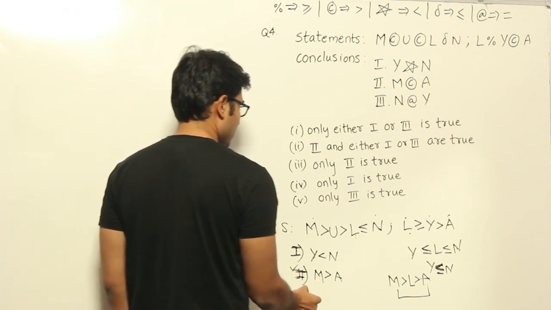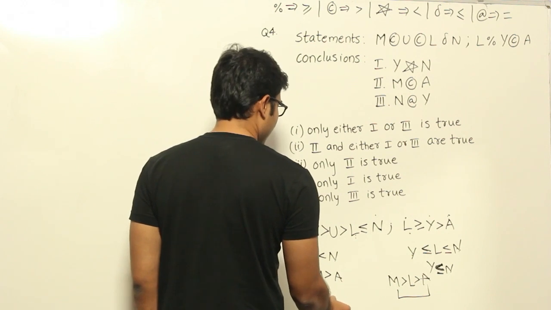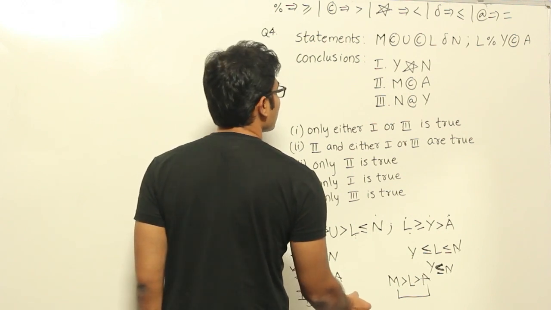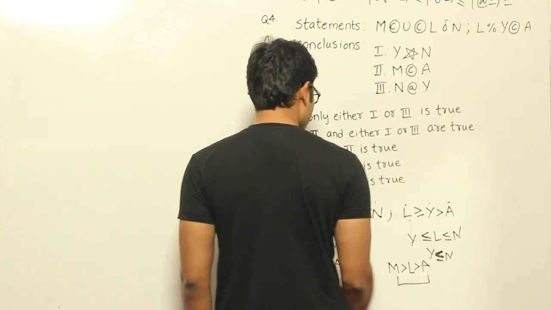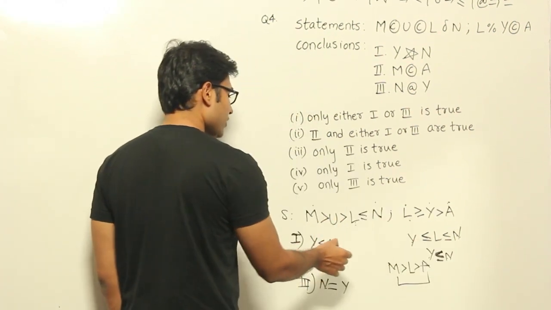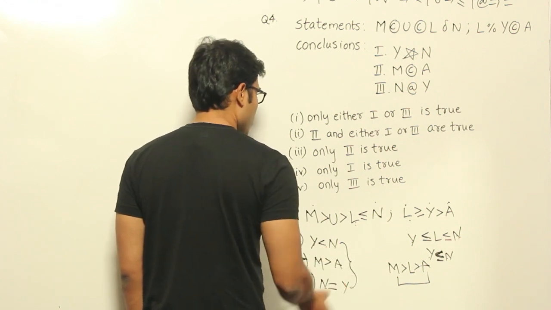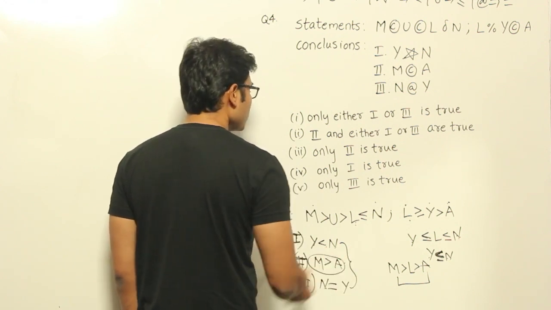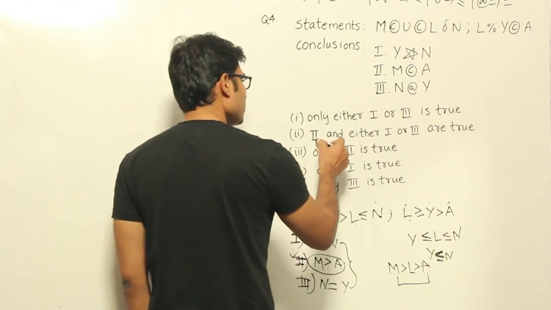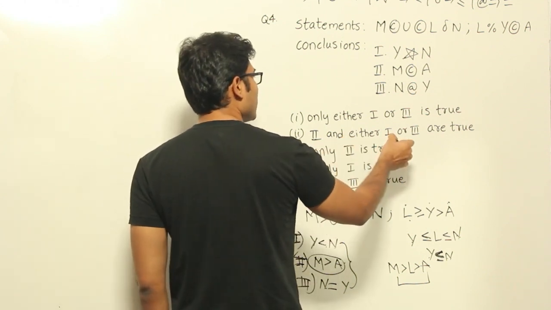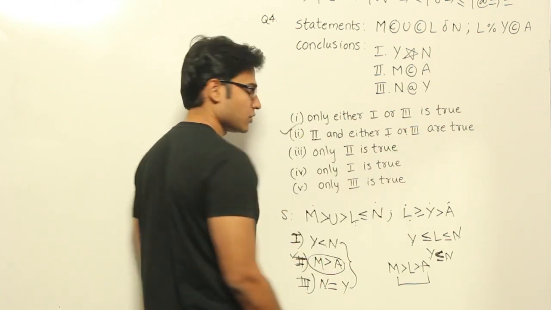The second conclusion. And coming to the third conclusion, it is about N is equal to Y, right? So coming to N and Y, we have already seen that it is less than or equal to. Therefore either 1 or 3 may follow, but definitely 2 is going to be true. So how are you going to write the answer? 2 is going to be true and either 1 or 3 are true. Therefore this is the answer. Got it? Okay.